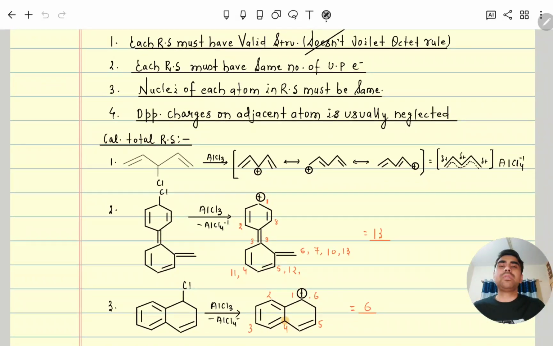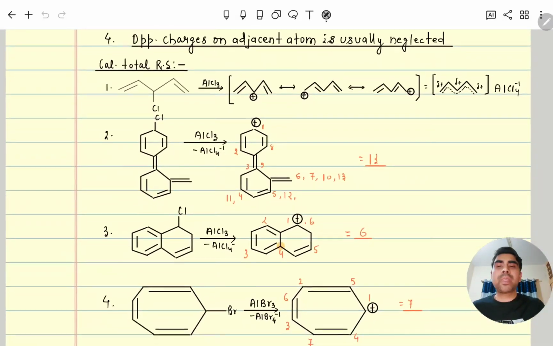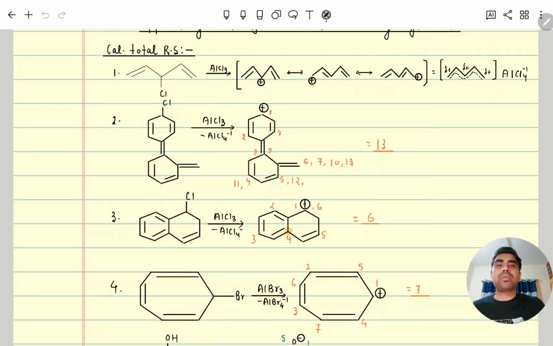If you still have doubts, you can consult me personally. Next, how to calculate the total number of resonating structures. Here you can see AlCl3, a Lewis acid. So this Cl will go, and a positive charge came here. This positive charge can go this side also and this side also. So how many resonating structures in total? 3. Through the resonating structures comes this resonance hybrid, and AlCl4 -1. Overall here it is +1. Next, here also AlCl4 came, so here it is plus.